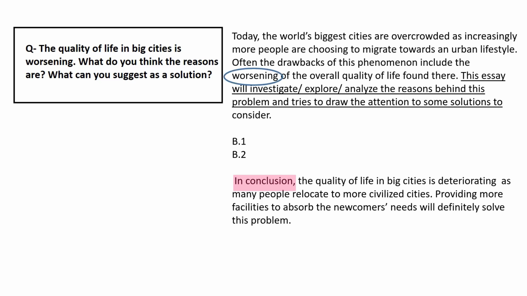Instead of "worsening," which means getting worse, I used "deteriorating." And instead of "migrate," I used the verb "relocate," to move to a different place. And instead of "urban," I used the word "civilized." And instead of "people," I used "newcomers." Okay, let's have another practice.